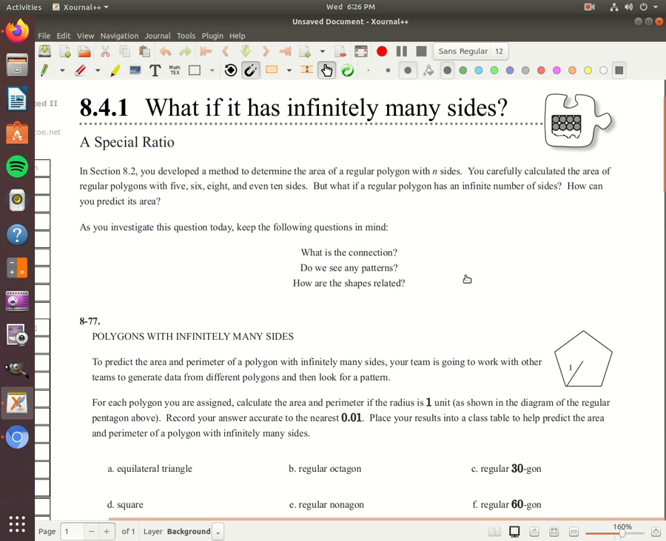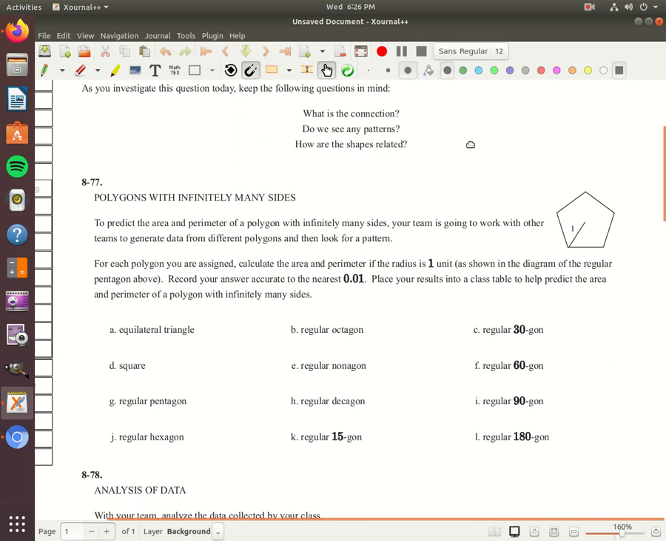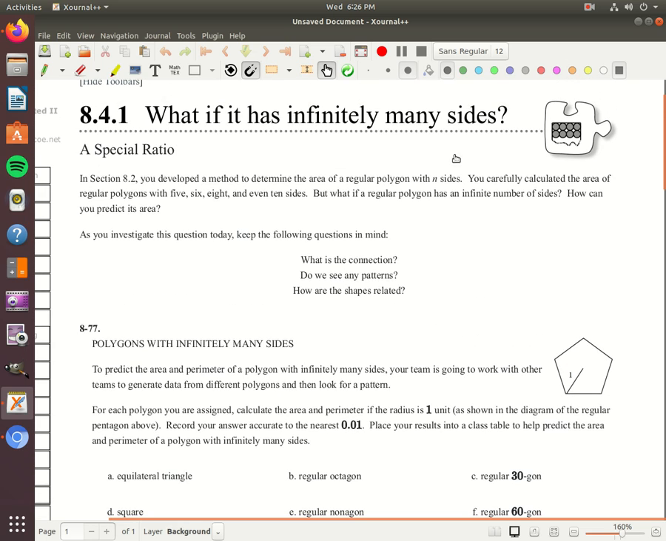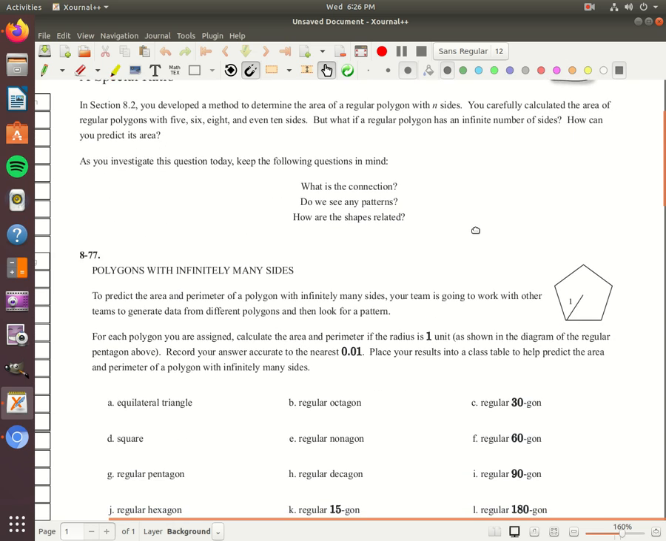841. I got to be honest with you, I actually really, really like this lesson. I don't know if you guys will. I hope you do. But we're going to look at something with infinitely many sides. And what does that mean to have infinitely many sides?